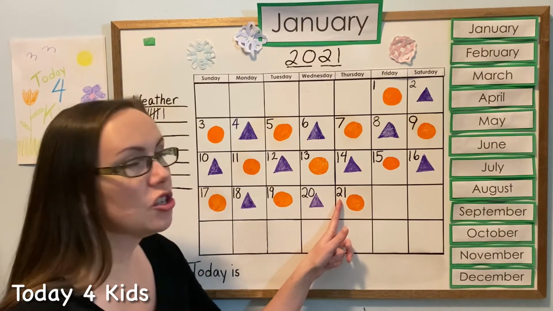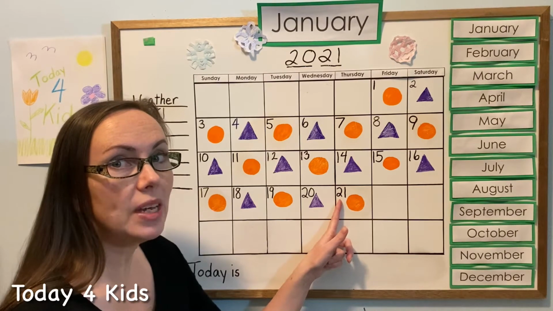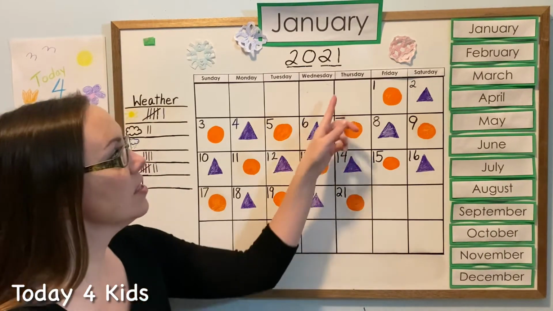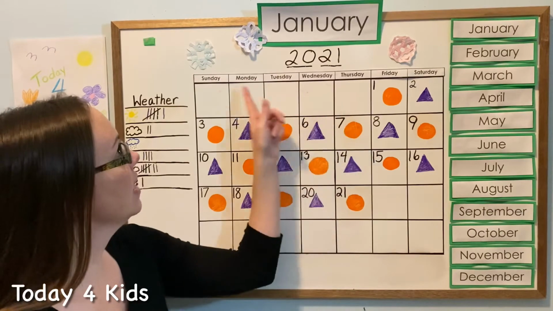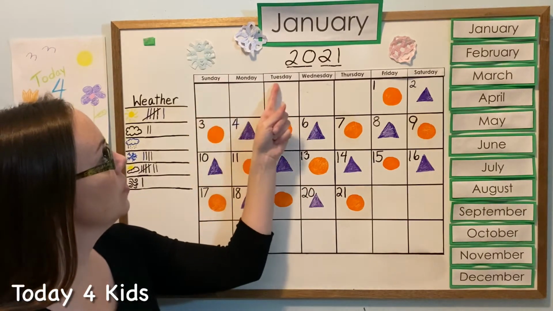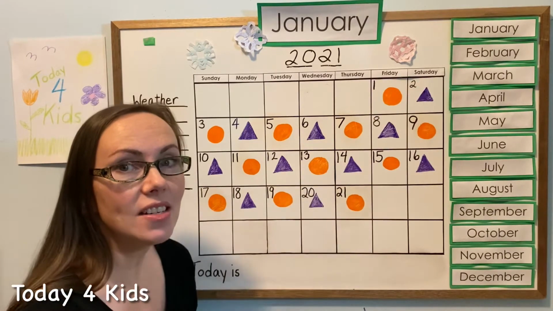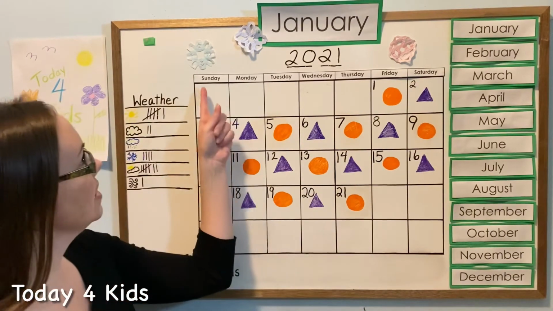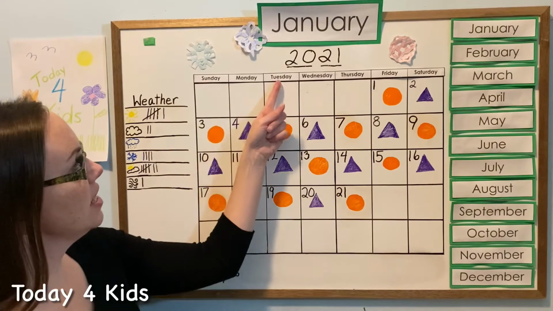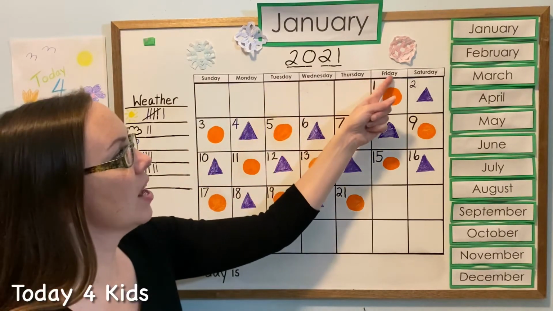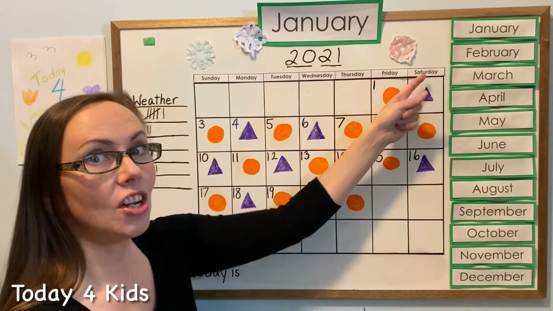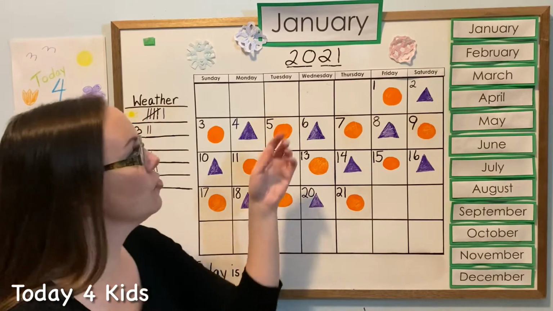So let's go up to the top. Do you remember how many days there are in a week? Can we count them together to see if your guess is correct? Let's count them. 1, 2, 3, 4, 5, 6, 7. There are 7 days in the week. Sunday, Monday, Tuesday, Wednesday, Thursday, Friday, Saturday. Good try. I love it when you try with me.